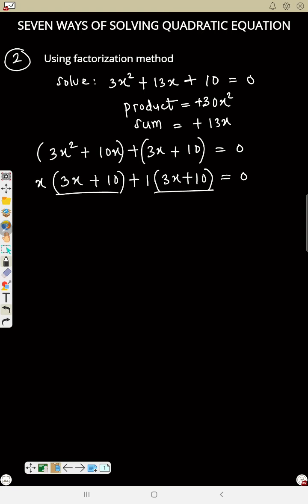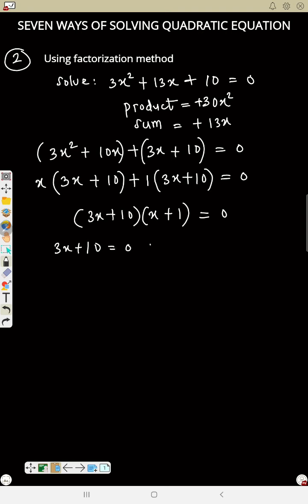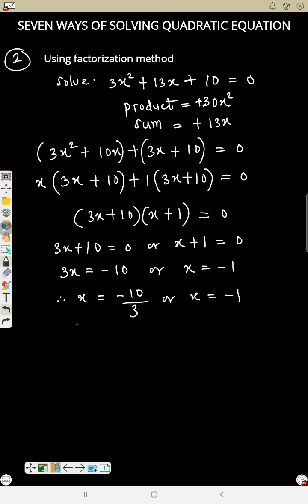Now these two brackets look alike. So we are going to have 3s plus 10. Then the outside number, that is s plus 1, is equals to 0. Now collect the like terms. For this equation to be right, then 3s plus 10 must be 0, or s plus 1 must be 0. Collect the like terms. So 3s is equals to minus 10, or s is equals to minus 1. Therefore, s is equals to minus 10 divided by 3, or s is equals to minus 1.